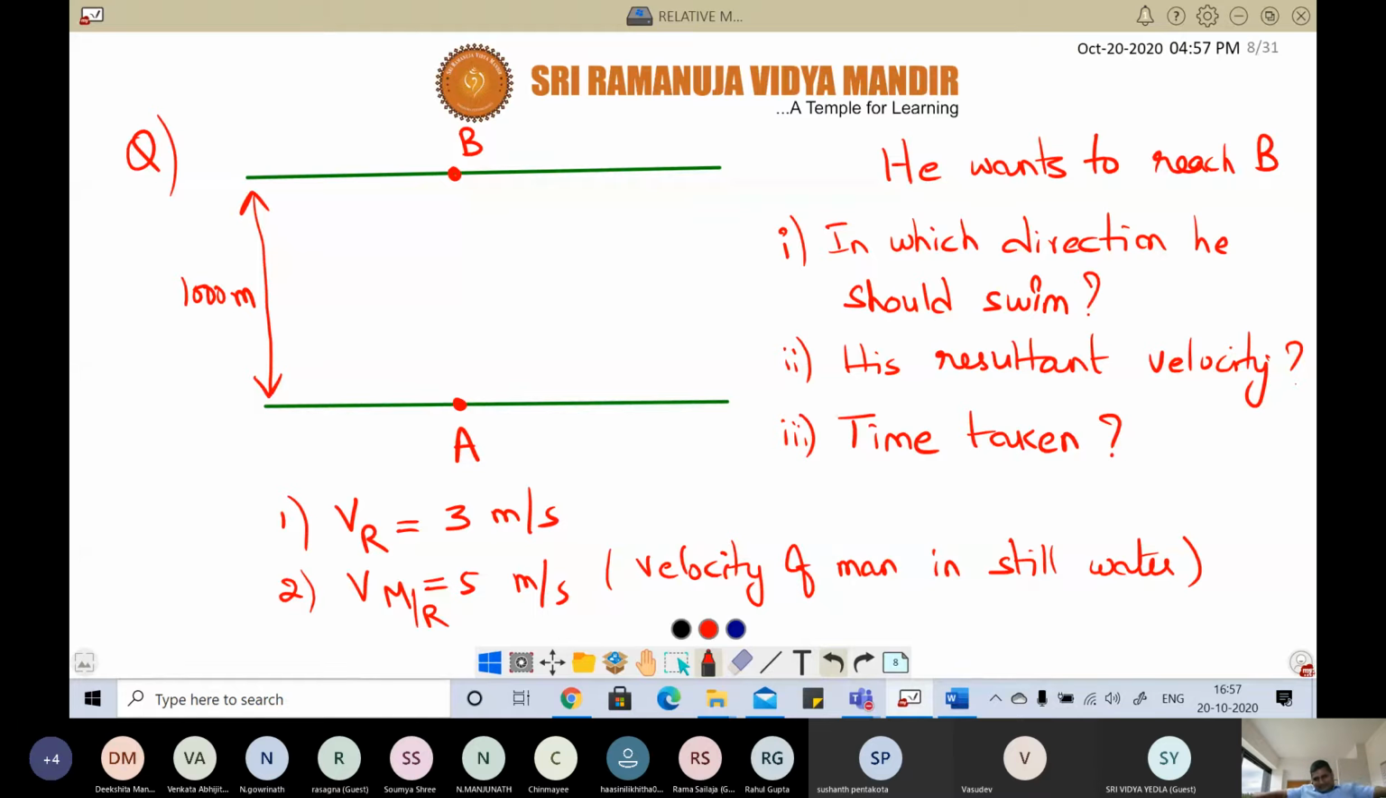What is the answer? If you follow the diagram method, you will not take this much time. If you remember the equations and all, it's good. First one.